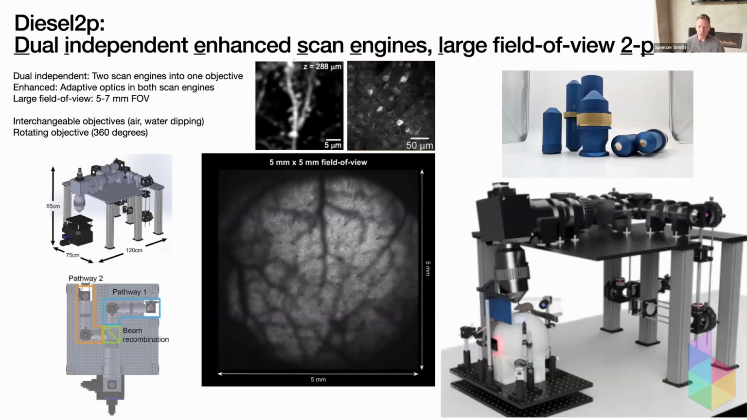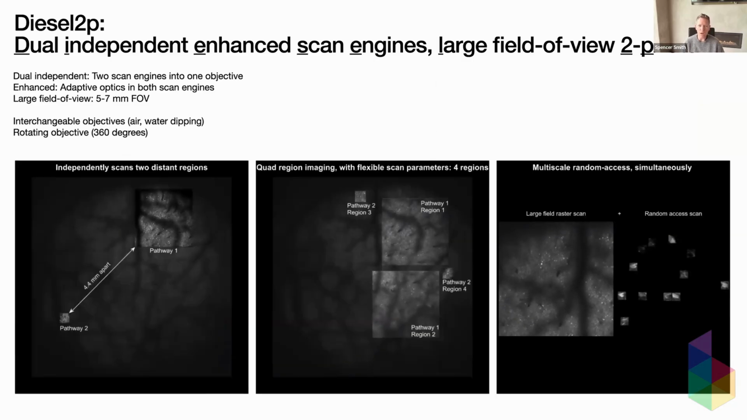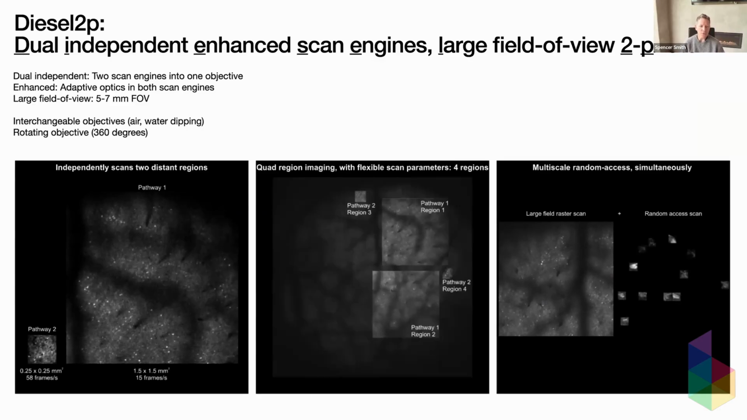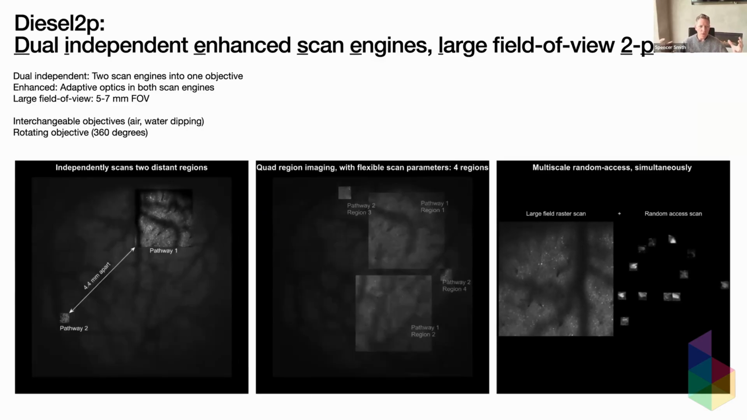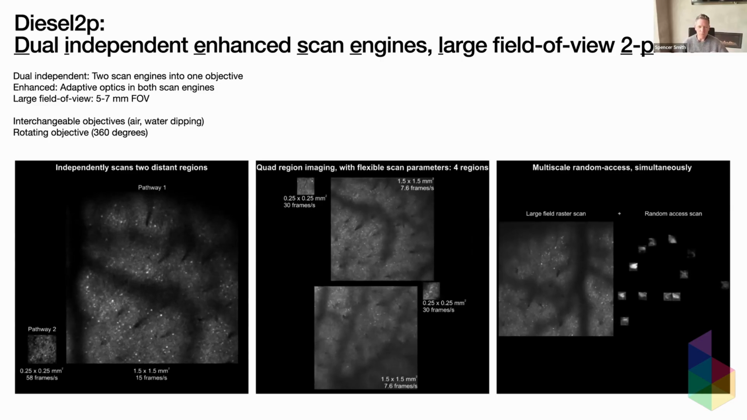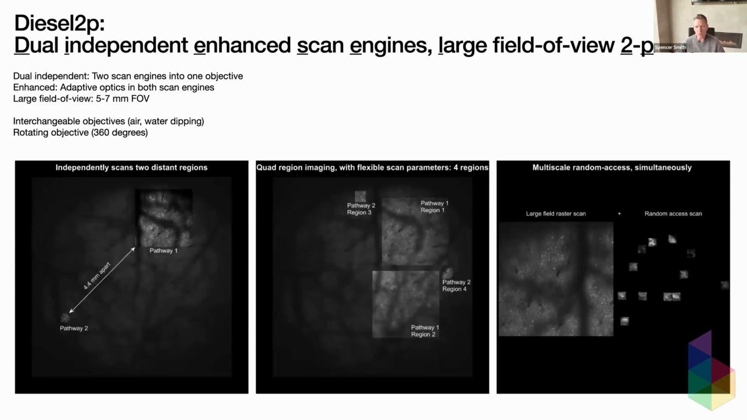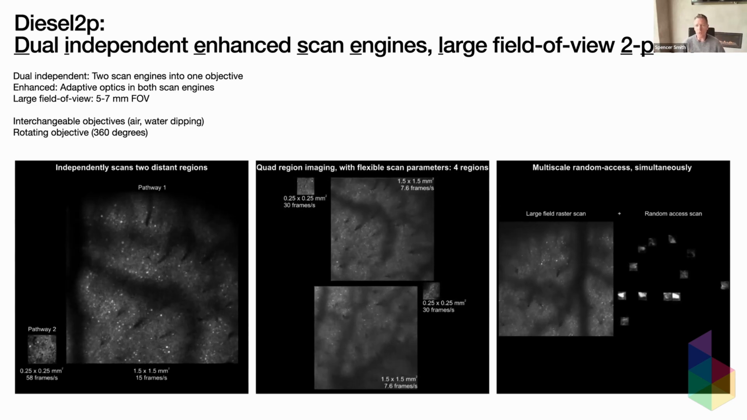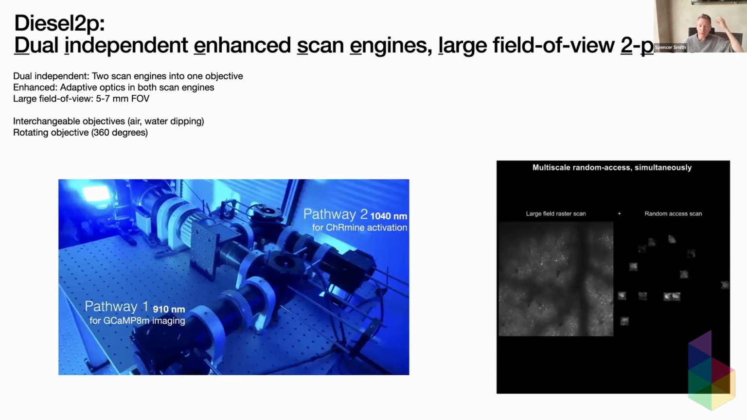And what's unique about it is it has 2 completely independent pathways going to the objective. So they're not yoked to each other at all. So you can set the system up in a lot of different ways. And they're combined with polarization, not wavelengths. So you can have the same wavelength in both arms and do temporal multiplexing. You can look at a big field of view and a small field of view, or 4 different fields of view, kind of switching between them rapidly, interleaving them. Or you can do random access in one and large field of view in another. And it can be anywhere in that large 25 square millimeters of tissue.